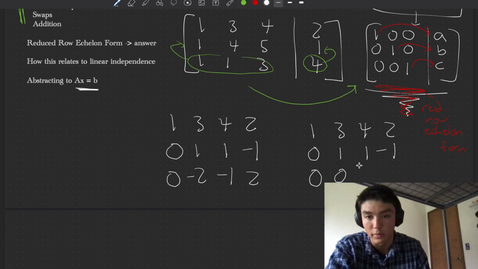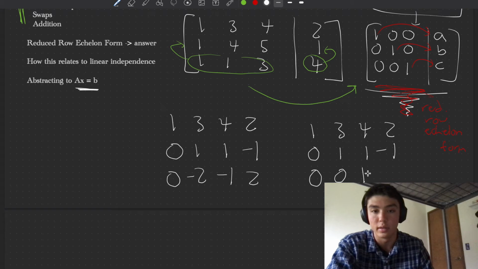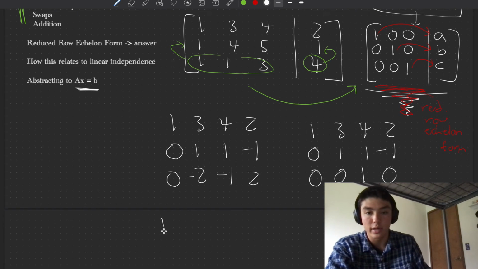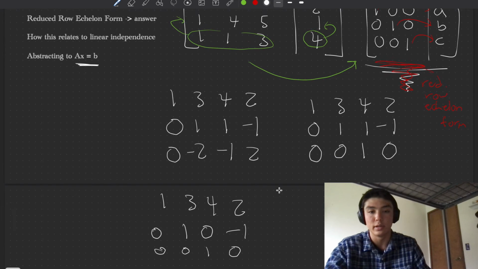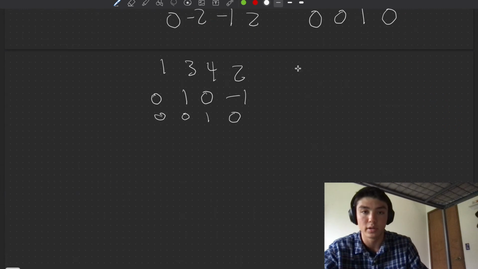So I'm going to keep going here. Hopefully I haven't made a mistake. Add twice the second row to the third row. That gives me this and this. I'm going to subtract the third row from the second row now. So you see I'm getting pretty close. I'm going to subtract 3 times the second row from the first row.